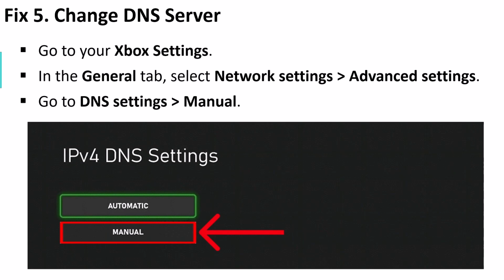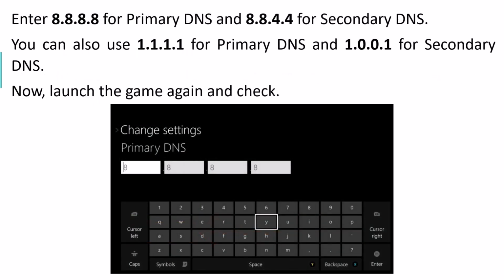So go to your Xbox settings, in the general tab, select network settings, advanced settings, go to DNS settings, manual. Now in the primary DNS enter 8.8.8.8 and in the secondary DNS enter 8.8.4.4 and then save it and then go ahead, launch the game and check. If that doesn't work, then repeat the process and this time in the primary DNS enter 1.1.1.1 and in secondary DNS enter 1.0.0.1 and then save it and then again relaunch the game and check if your problem is solved or not.